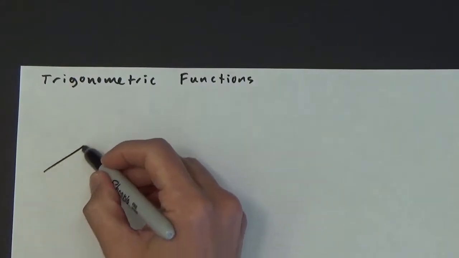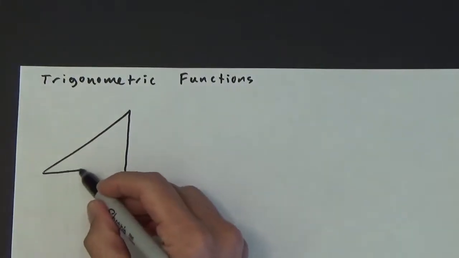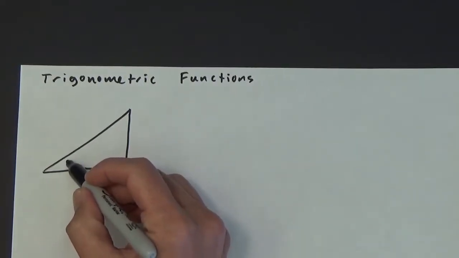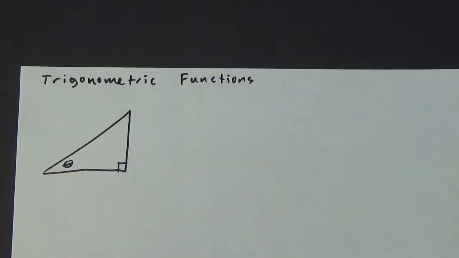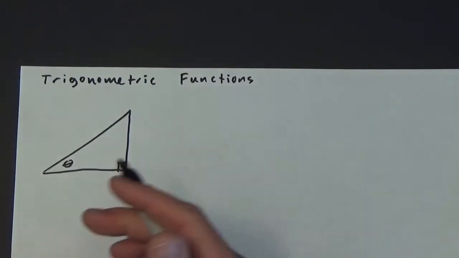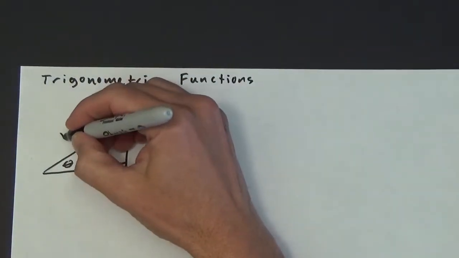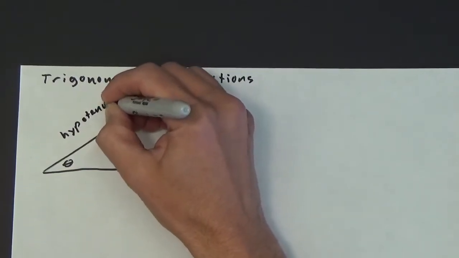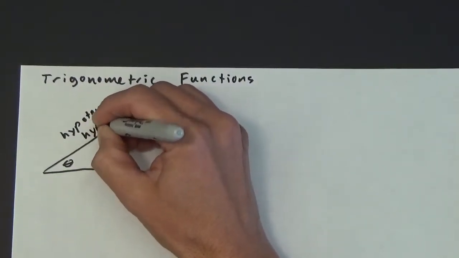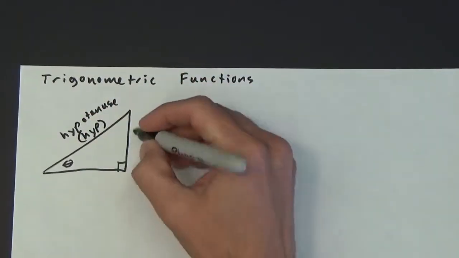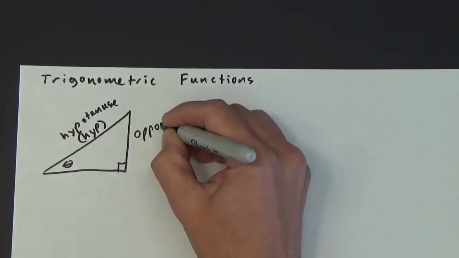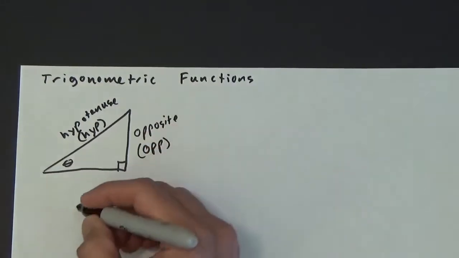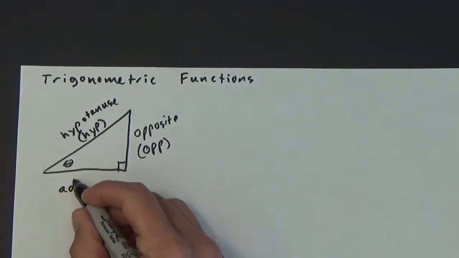So if I were to take a triangle, a right triangle, and we go ahead and identify this angle here, theta, because remember you have to identify one of the acute angles. And once you do this, this is the hypotenuse. That's just HYP. This one's the opposite. And then this is the adjacent.